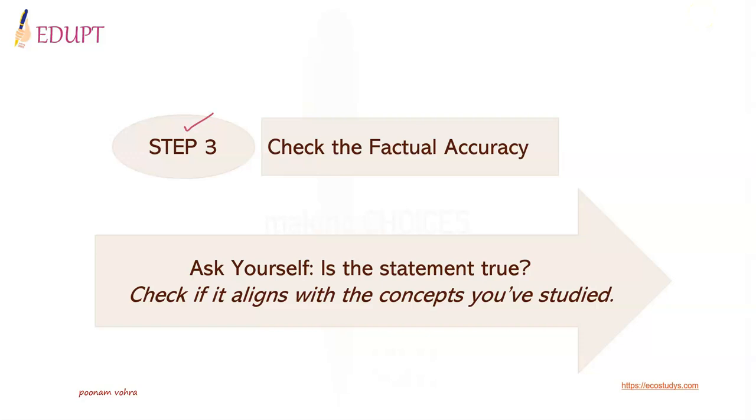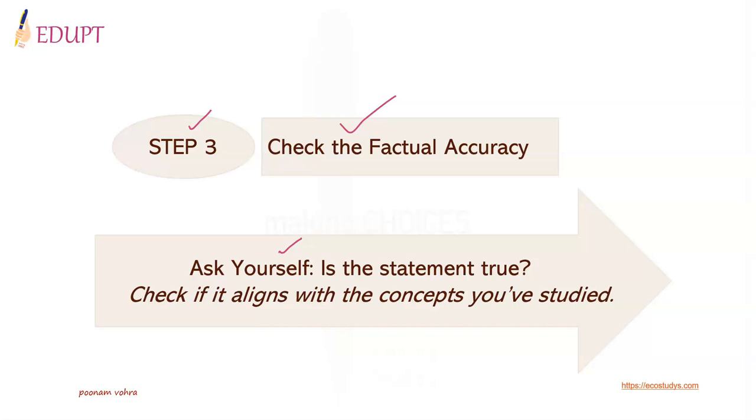Step 3. Check the factual accuracy. That is, determine if the statement aligns with what you have learned by verifying it against your knowledge of economic concepts and principles. For example, a statement given is, inflation always reduces the purchasing power of money. Now, this statement needs to be checked for accuracy.